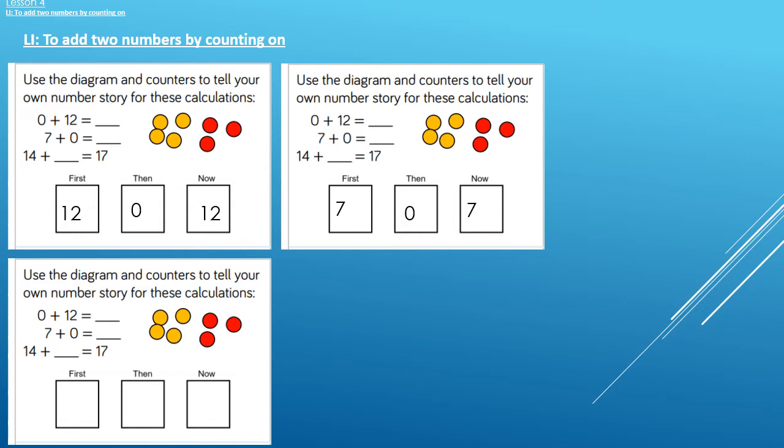Good try. Let's have one together. 14 monkeys were swinging on a tree. Then 3 monkeys swung from the other tree to join them. We now have 17 monkeys.